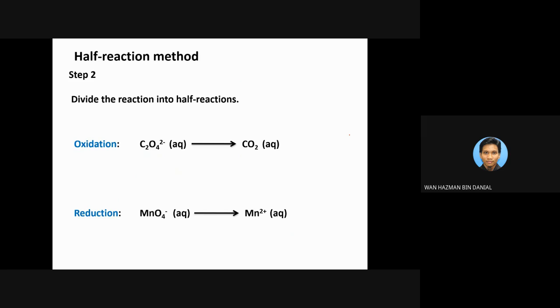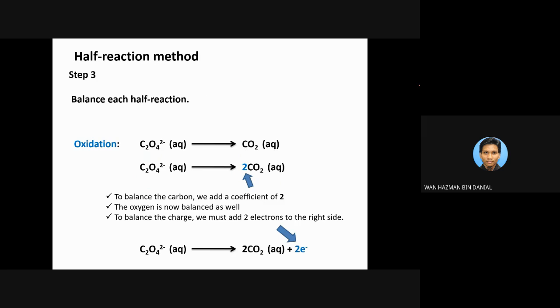Okay, so we divide them. So step number 2, we divide the reaction into half reactions. Okay. And then we balance each half reaction. Step 1 dulu. Okay. So to balance the carbon, we add a coefficient of 2. Okay. Sebab apa? Sebab we balance element other than oxygen and hydrogen.